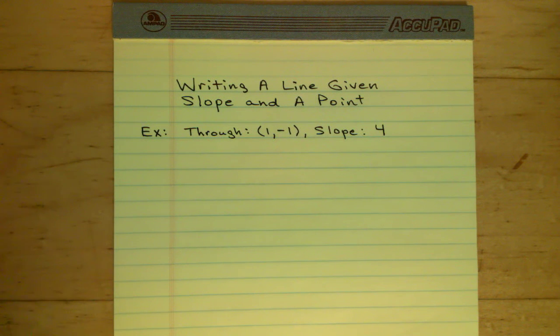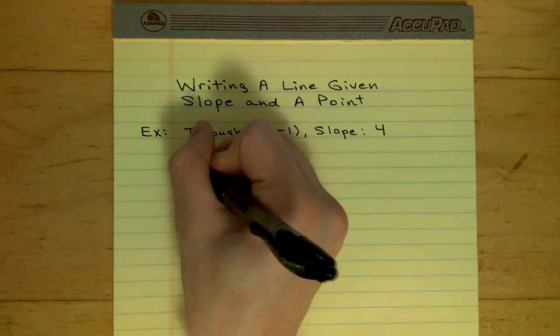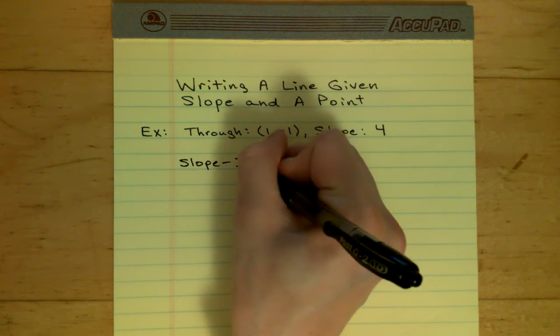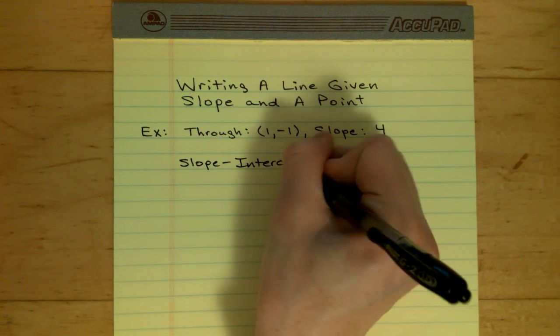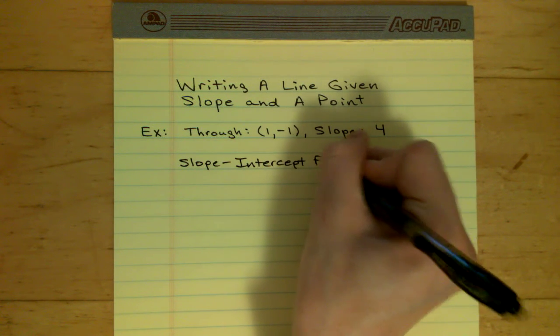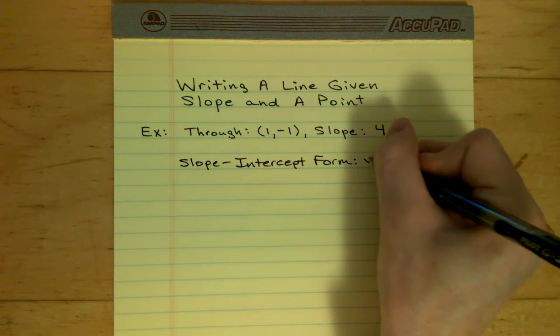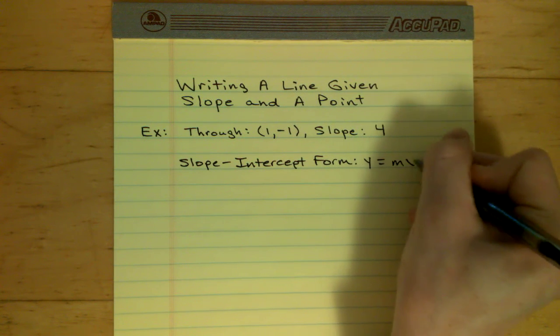Alright, in this video, I wanted to show how to write a line if you're given the slope and a point. So when you're writing a line, you want to follow what's called slope-intercept form. Slope-intercept form. Now for slope-intercept form, you're going to be given the equation y equals mx plus b.